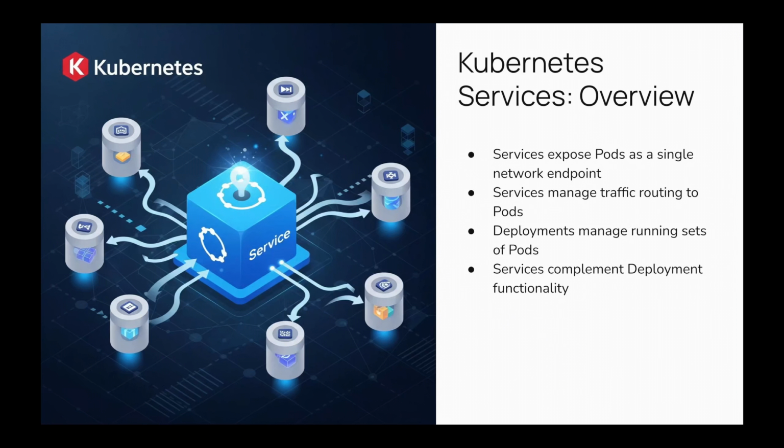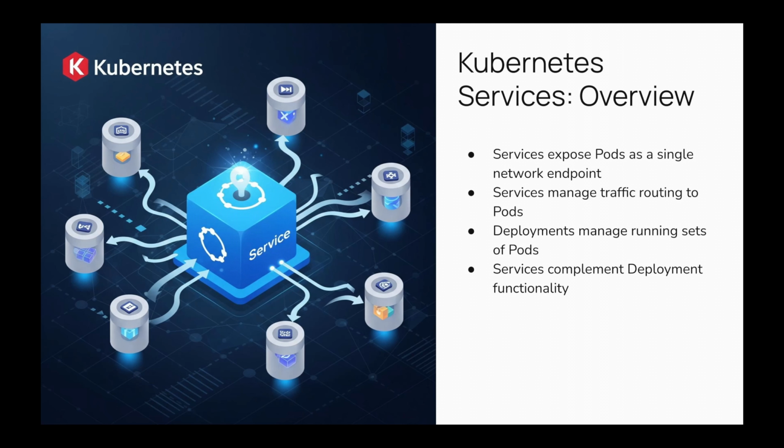Hello and welcome. In our previous lessons, we mastered deployment. We now know how to run an application, scale it up to multiple replicas, and manage its lifecycle. But this creates a new problem. With multiple pods that can be created, destroyed, and replaced anytime, how do users or applications reliably connect to them?